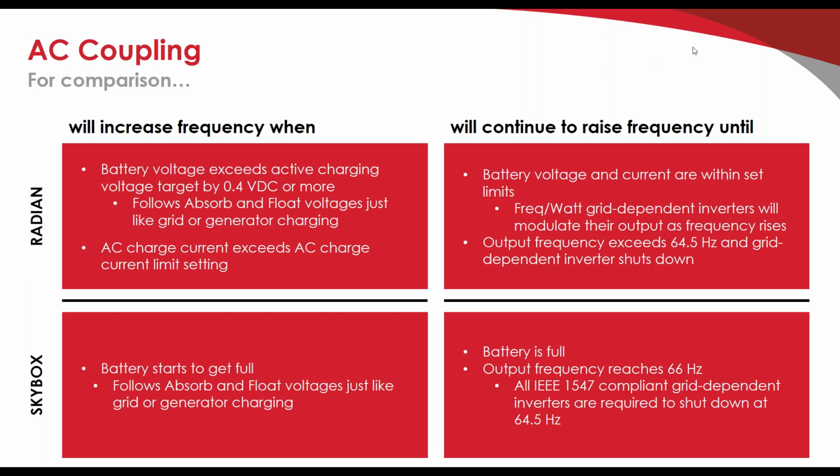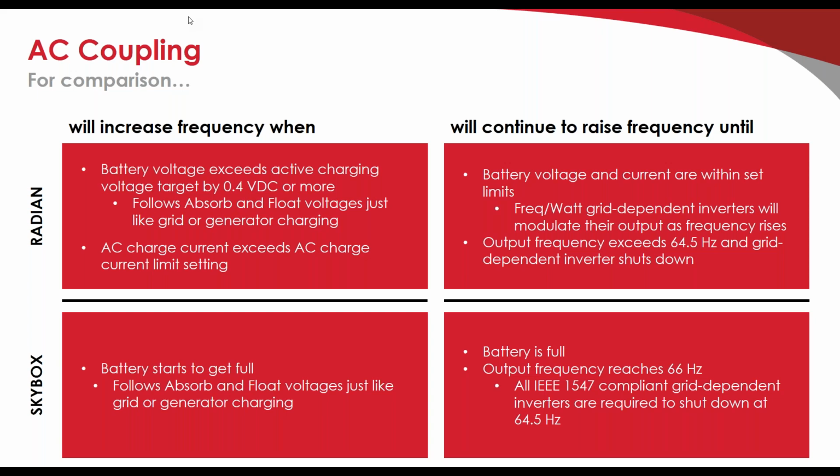Okay, the Radian will continue to raise frequency until the battery voltage and the current limits are within your set limits. Your grid-dependent inverters will then modulate their output as frequency rises, and when the output frequency exceeds 64.5 hertz, the grid-dependent inverter shuts down. SkyBox will continue to raise frequency until the battery is full, or until the output frequency reaches 66 hertz.